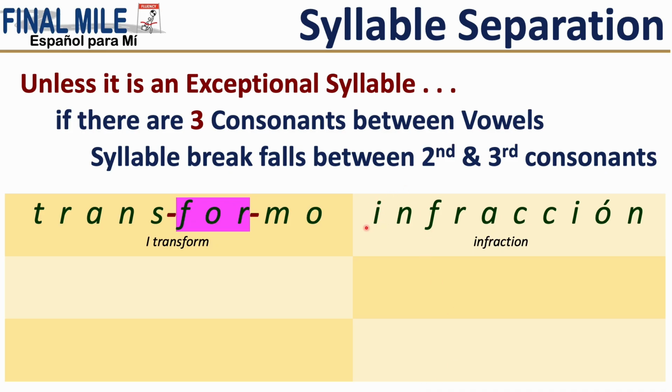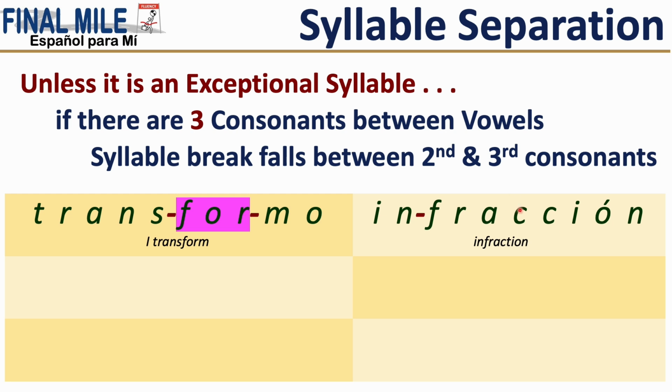We start with a vowel. We could already have a syllable. We won't know until we find the next vowel, which is way over here. 1, 2, 3 consonants in between. Normally, the rule says the syllable break falls between the second and the third, unless it is an exceptional syllable. And look at this. Fra. Exceptional syllable, we cannot separate it here, therefore we're going to have to separate it here. Okay, so there is our first hyphen.